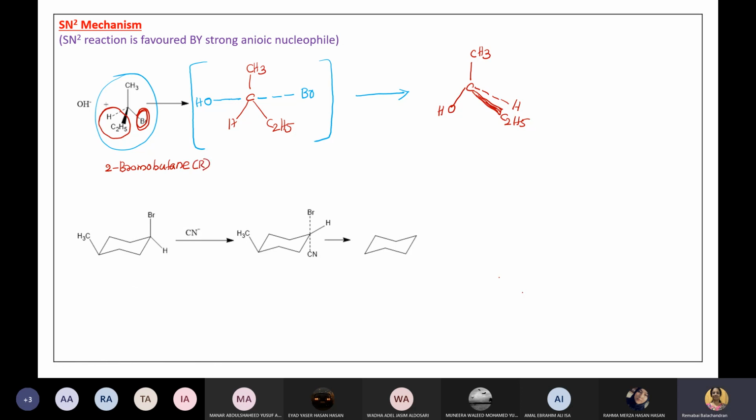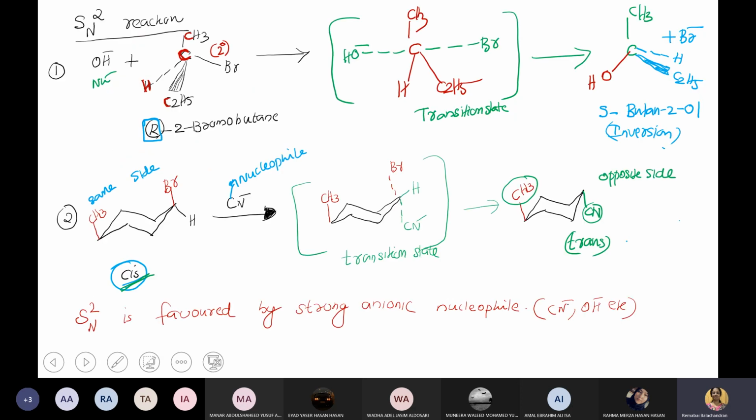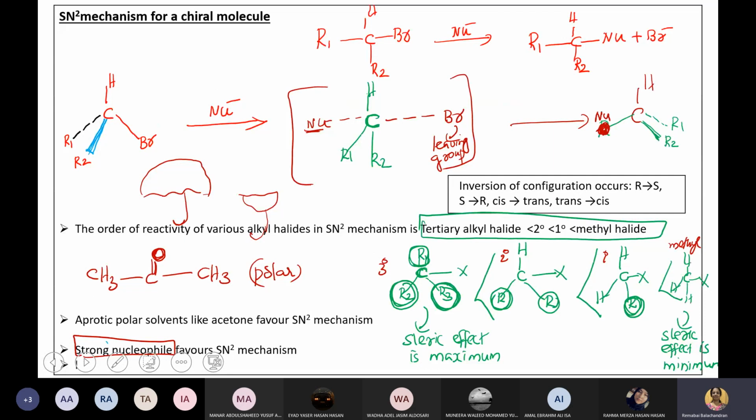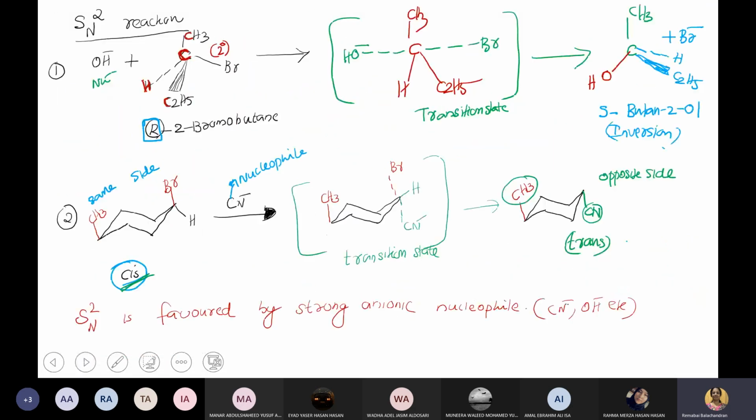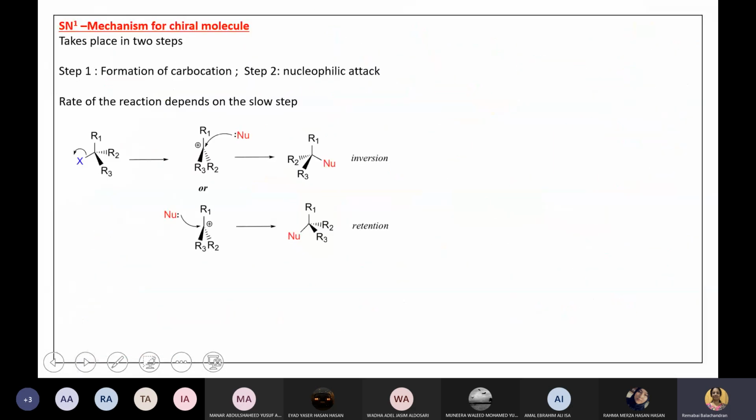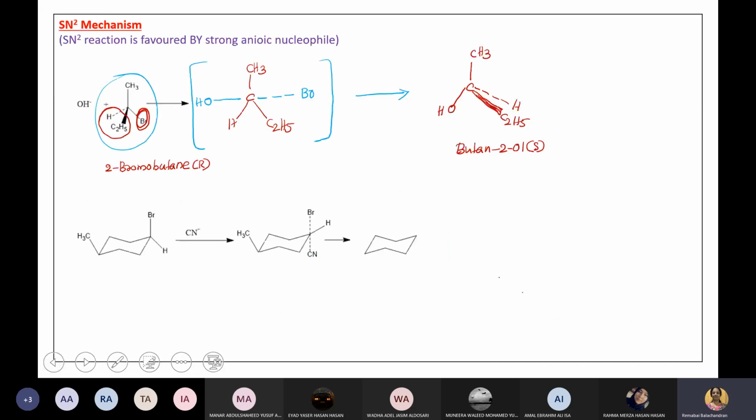Now this is butan-2-ol. Instead of R, it will be S. Now it's okay for you? So what is happening here? Inversion, right? Inversion occurs. Oh my God, when I breathe, the screen is moving. So this is inversion.